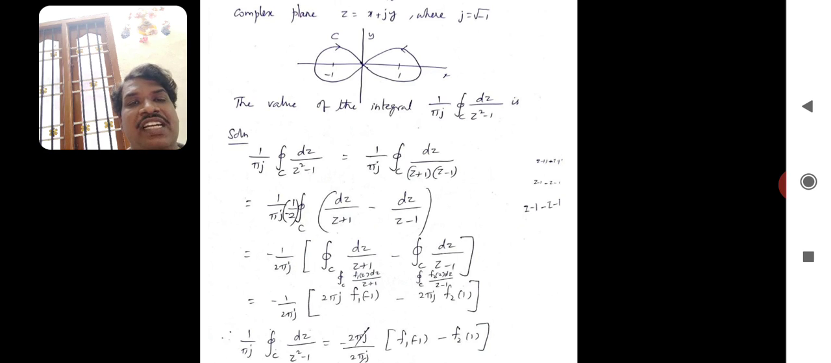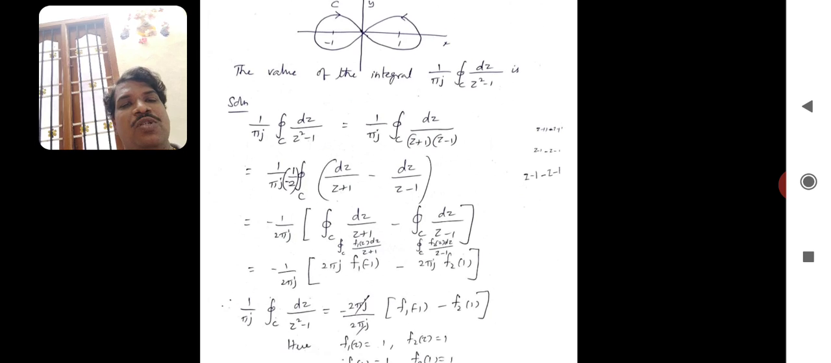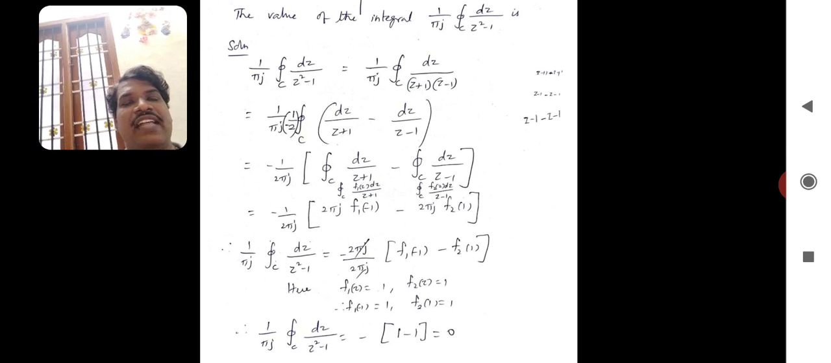minus 1 by 2 pi j into 2 pi j into minus 2 pi j, minus 2 pi j. And you can take this minus 2 pi j outside. So minus into minus becomes plus, and 2 pi j gets cancelled. So it is 1 plus 1, which is 2. So it is a mistake made in the notes. So you have to correct it and write the answer as 2.